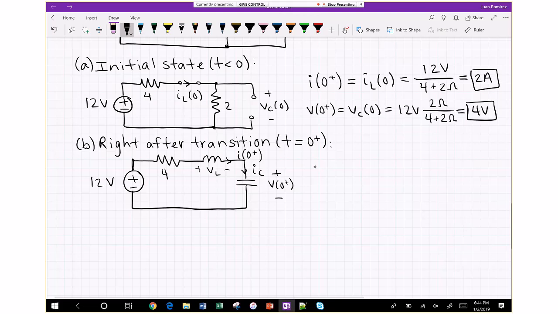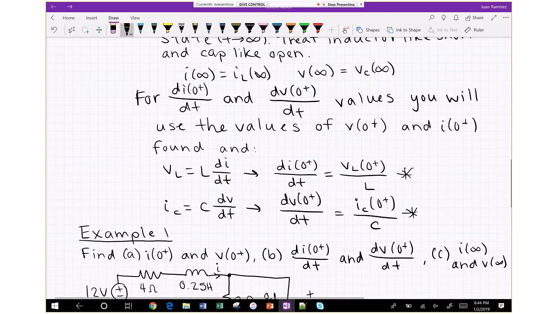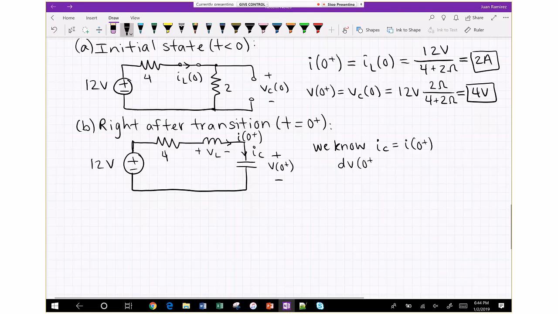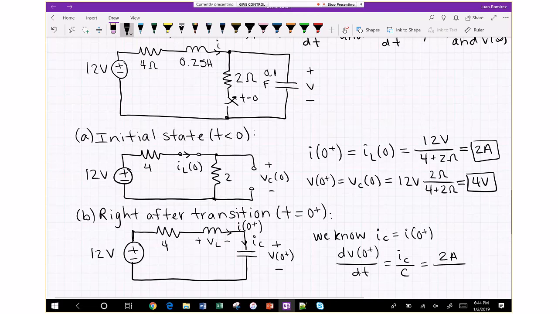Well, let's start with capacitor. We could start with either one. But we know that IC by inspection is equal to I(0+). And if we use that formula I gave you way back over here, we can re-evaluate our dv(0+)/dt to be IC divided by C. And we're saying IC is equal to the inductor current right after the transition, which we just calculated to be 2 amps. And the capacitance is equal to 0.1 farad. So we get 20. And the unit is volts per second.